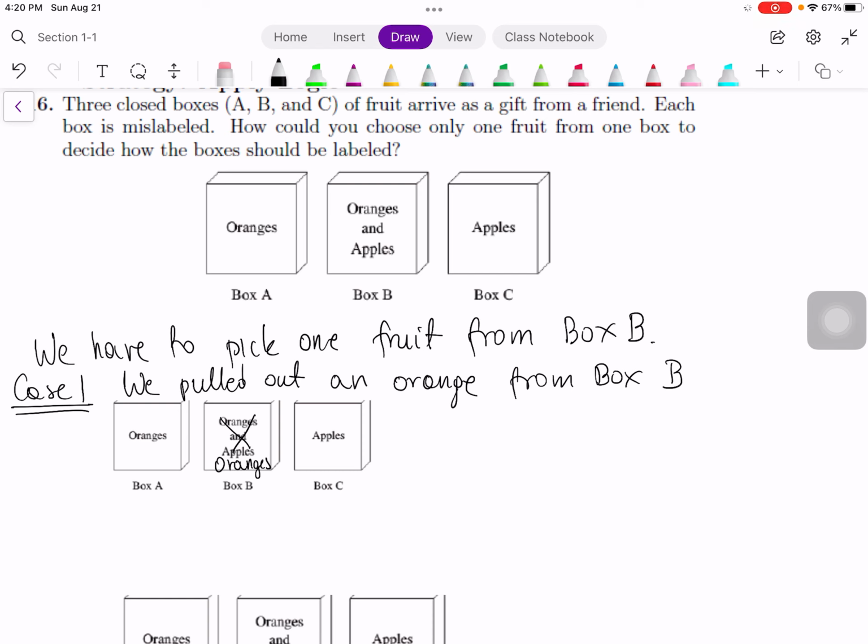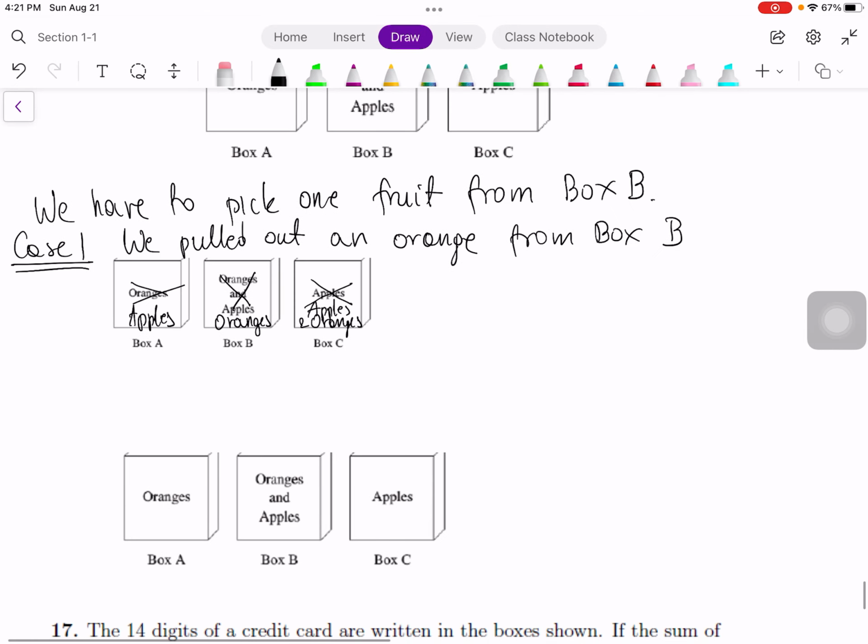So then let's look at this one. I know it's not apples. It cannot be oranges only, because that is already taken by box B. So this has to be apples and oranges. Because I know it's mislabeled, it's not apples, and I also already know it cannot be just oranges, because that's box B. Then it has to be apples and oranges, okay? So then this obviously will have to be just apples.